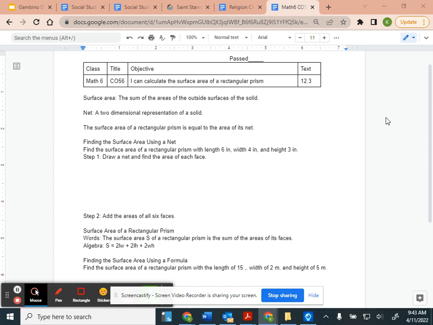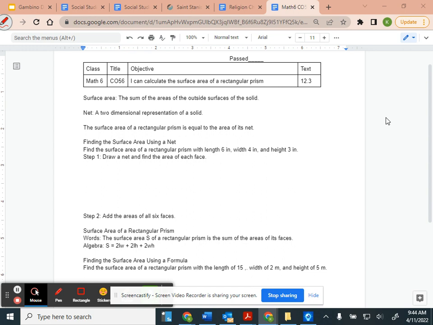So in order to calculate the surface area, we need to know what a surface area is. The surface area is the sum of the areas of the outside surfaces of the solid. So we're going to look at those faces. We want to find the area of each of the faces and add them all together.